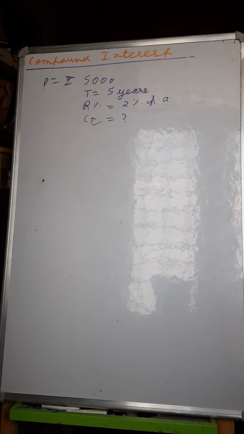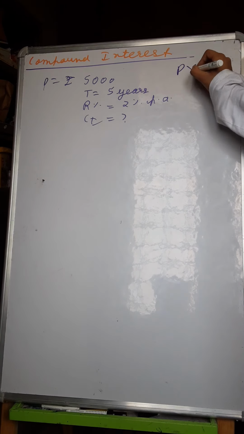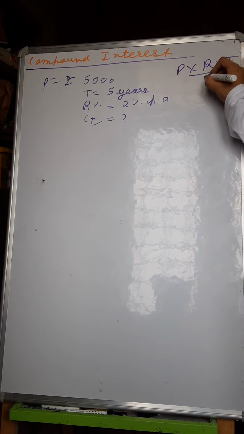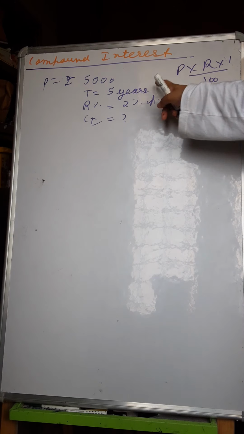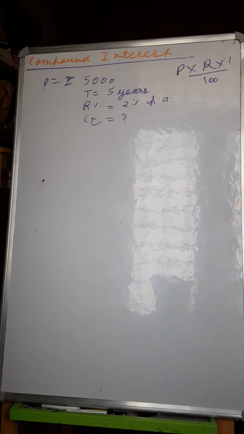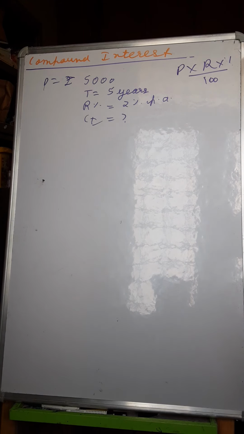Once you get that amount, you take it as the principal for the next year. Remember that whenever you are doing PRT upon 100, this T will always remain 1 when we are doing it that way. Then since it is 5 years in this one, you shall repeat the same process 5 times. Okay, let's start now.